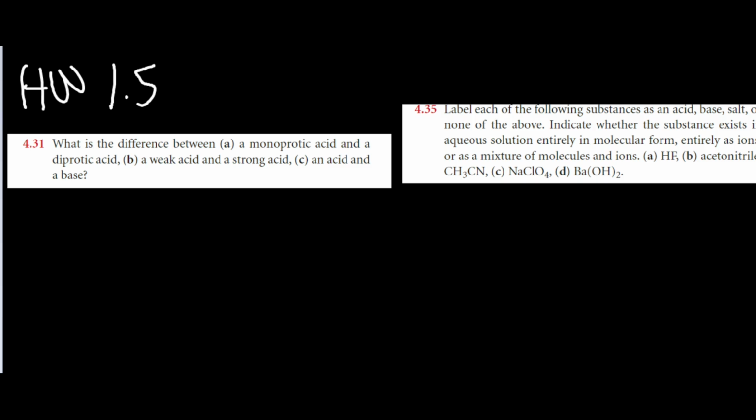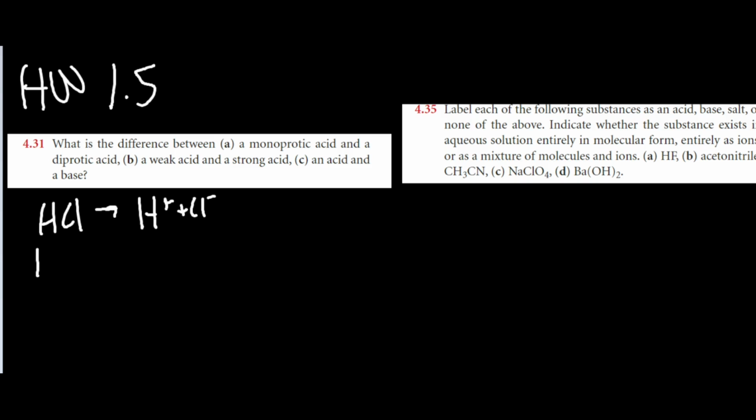So, what is the difference between a monoprotic acid and a diprotic acid? That's the first part of 31. A monoprotic acid is just an acid with one thing in it that can be donated. So, HCl is a monoprotic acid. It'll only donate once. It'll donate its H plus.